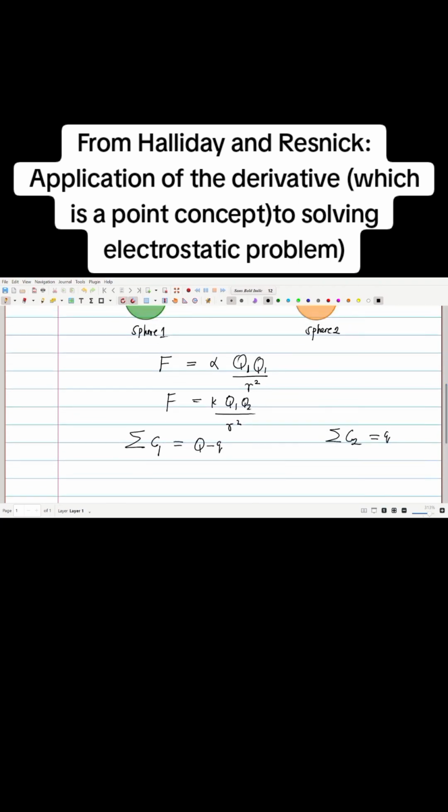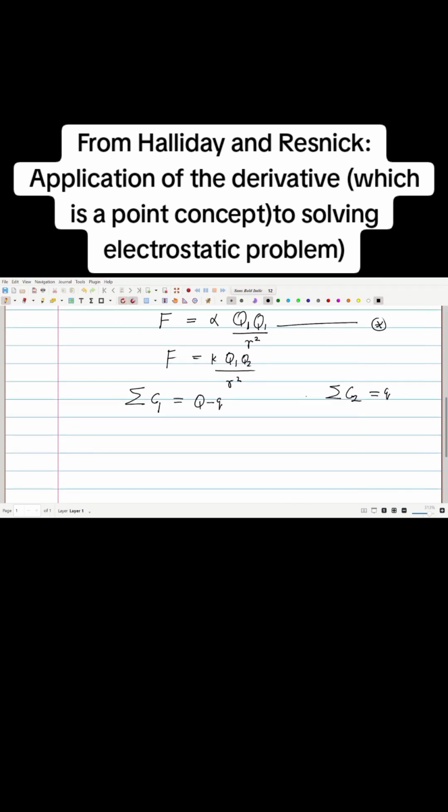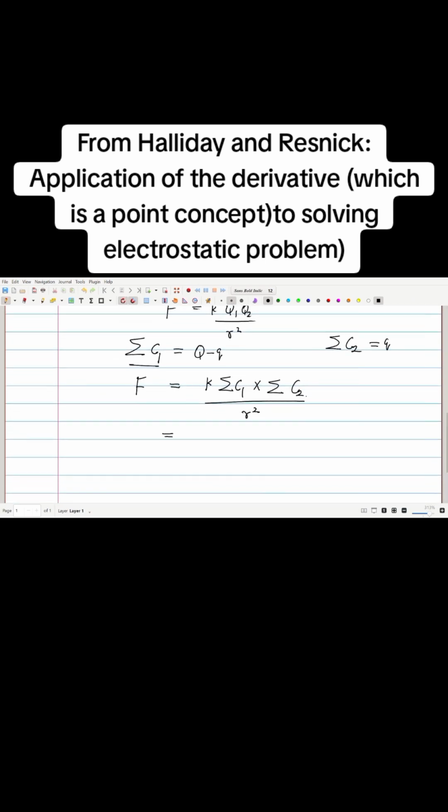Now, from this law, called Coulomb's law, we can say that F is equal to k Q1 Q2 over r squared. Q1 can be this, multiplied by Q2, which is this, over r squared. So this is equal to k times Q minus lowercase q, multiplied by this one, which is just q, everything over r squared. Hope you can see that.